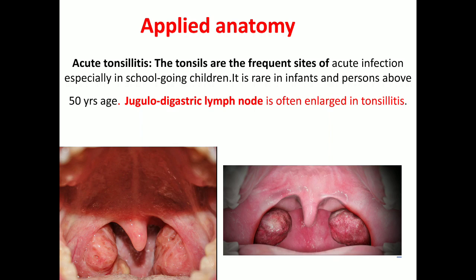In infants and above 50, this lymphoid tissue degenerates, so tonsillitis is very rare in this age, and most commonly it is in school going children, at the age of puberty. And the lymph nodes which will be enlarged during tonsillitis are the jugulodigastric group of lymph nodes, because they are the lymph nodes of the tonsil.